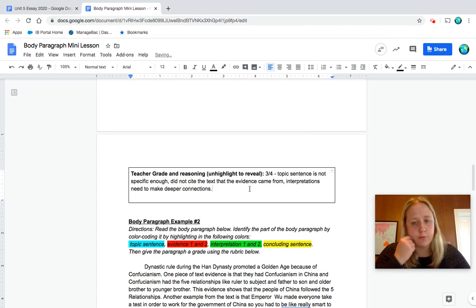So the teachers, we gave this a 3 out of 4. The topic sentence is not specific enough. It didn't say, was this going to be about the strong leaders or Confucianism? They did not cite the text that the evidence came from. Remember, that's important. Interpretations need to make deeper connections to a golden age. So again, they didn't talk about, was this peace? Was this prosperity? Strength? What was it?